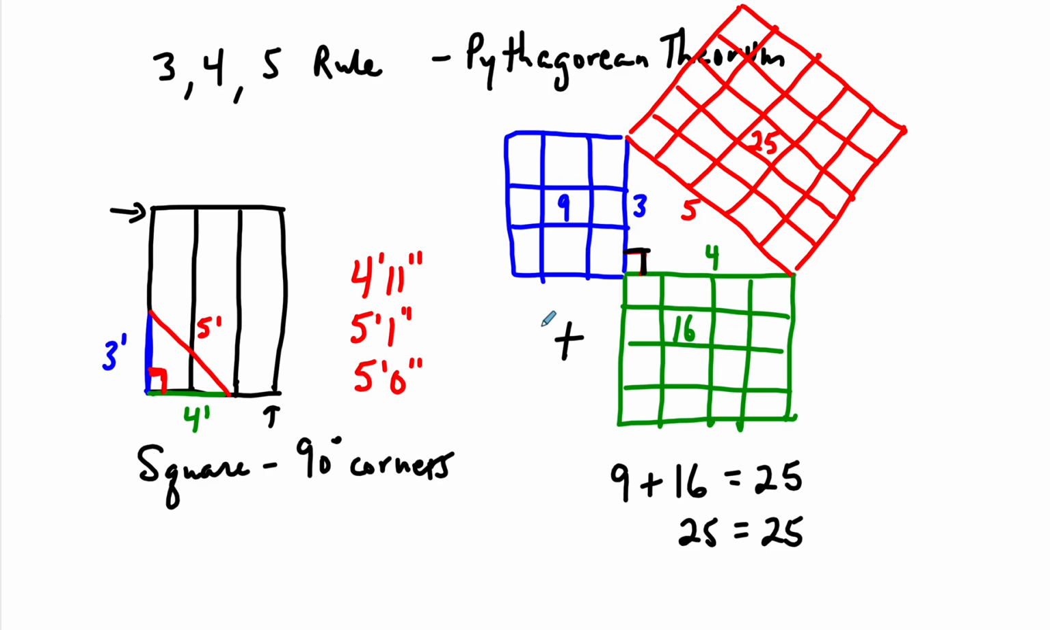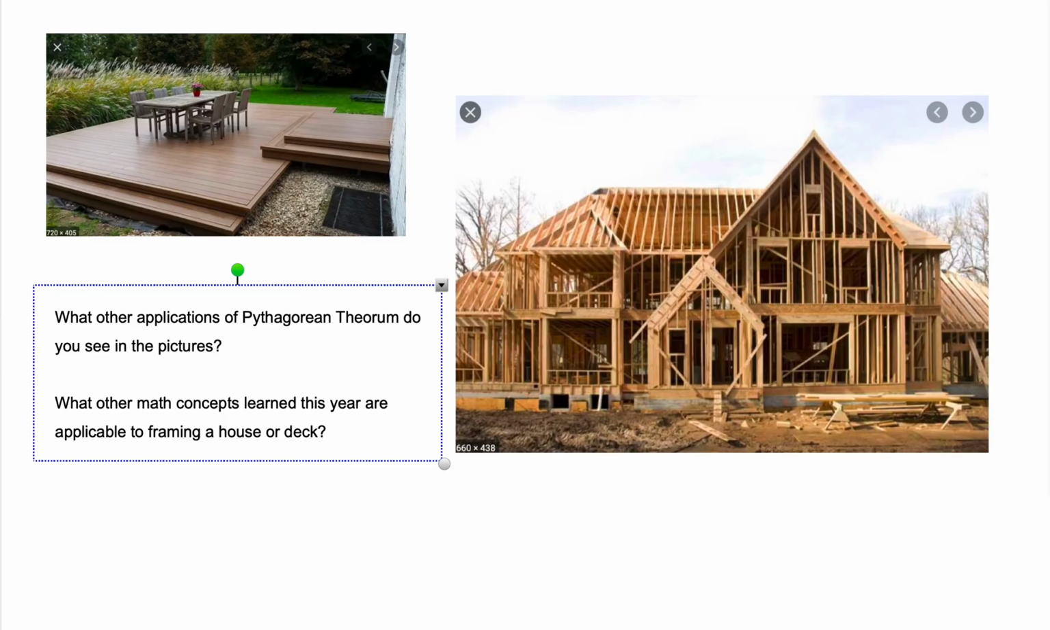So tomorrow in class we will be looking at this in a little bit greater detail, and we'll be practicing some different questions. Before we do that, nice picture of a finished deck. Nice right corners I see there. Obviously that carpenter has applied the 3, 4, 5 rule.